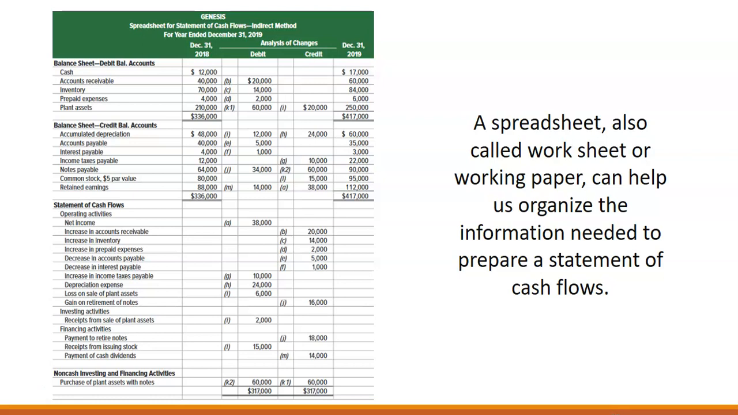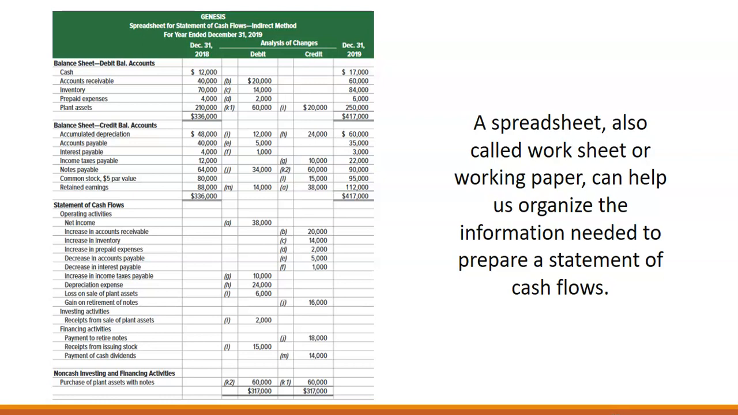So you can see here that an Excel spreadsheet has been shown. This is also called a worksheet or a working paper that helps us organize the information needed to prepare that statement of cash flows. So we have the changes between the accounts. So we have a $20,000 increase in accounts receivable and a $14,000 increase in accounts receivable.